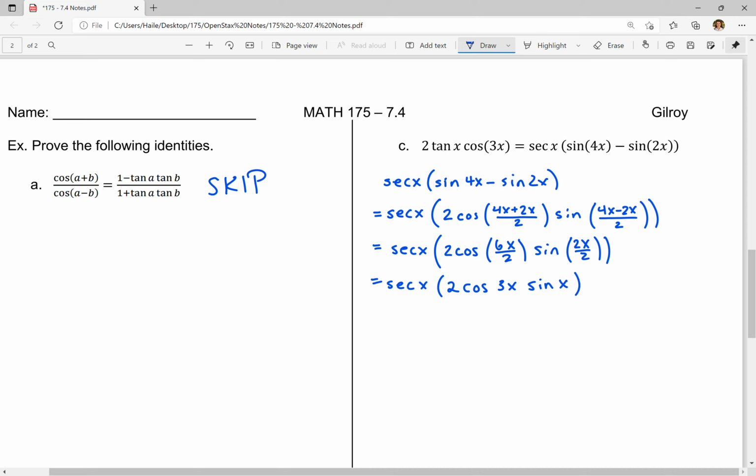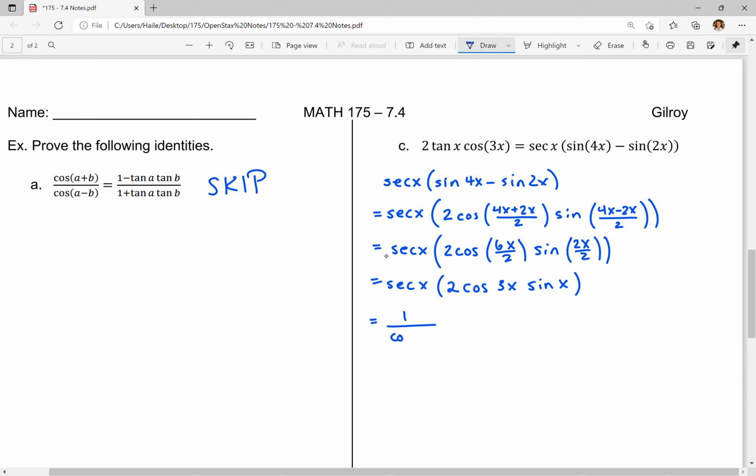Okay, so let's stop here and talk about why this is good. So I notice that I'm really close to the left side of the identity. Okay, I've got a 2 sitting around, I've got a trig function that has an angle of just x, and I also have a trig function with an angle of 3x. So now I need to figure out how I can make secant of x and sine of x combine to give me tangent. And it might seem a little complicated, but I think it's a little easier than you think. So secant, remember, we can write as 1 over cosine. So let's see if that helps us at all.